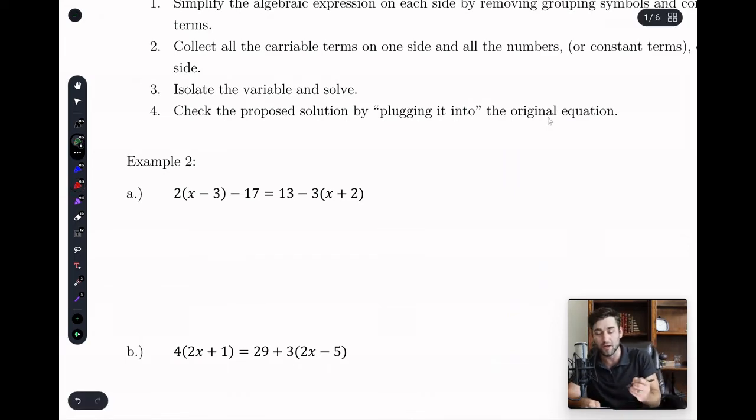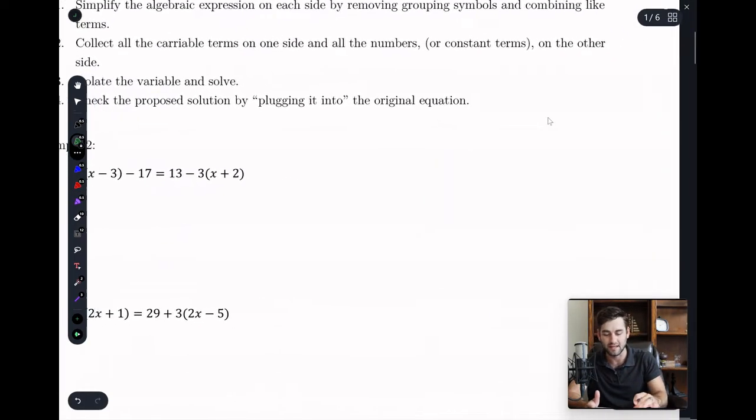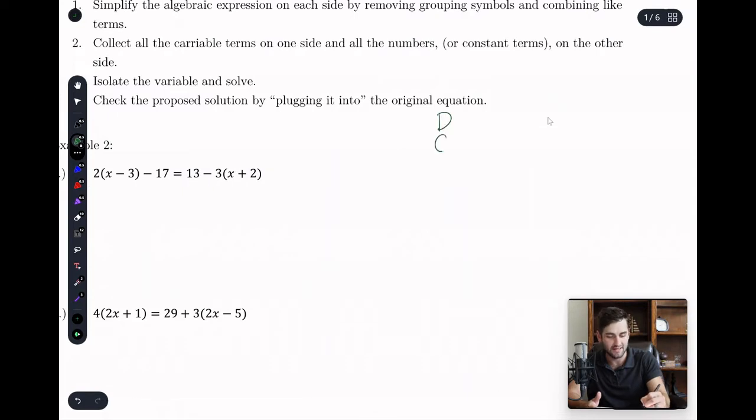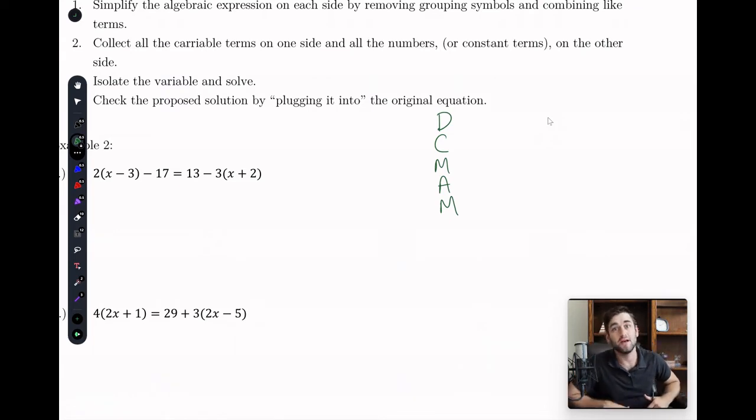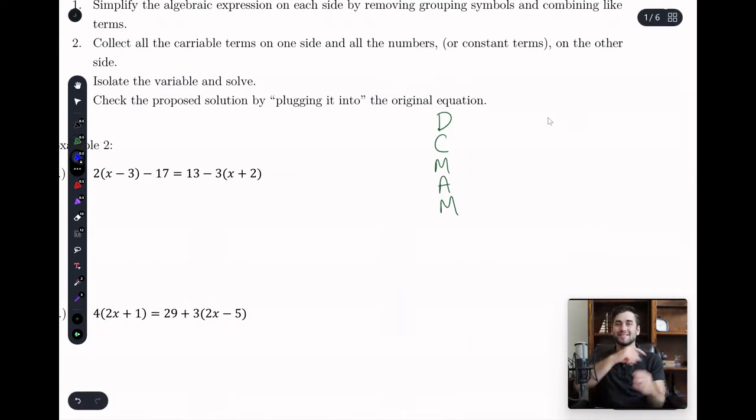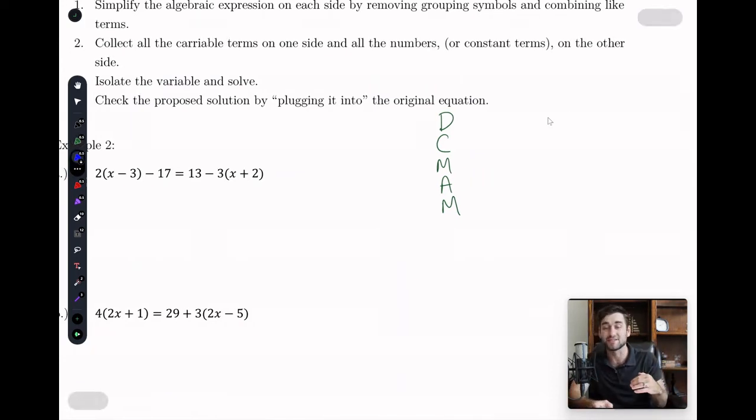But I am going to do a quick little breakdown that I like to say before I get started on this. It's this D, C, M, A, M. It's not that crazy. Some people are like, don't call me after midnight. Or someone's like, actually, that's the only one I know. Something about moms or something. I don't remember. But what that stands for is the steps to solve a single equation variable. These are steps to solve.